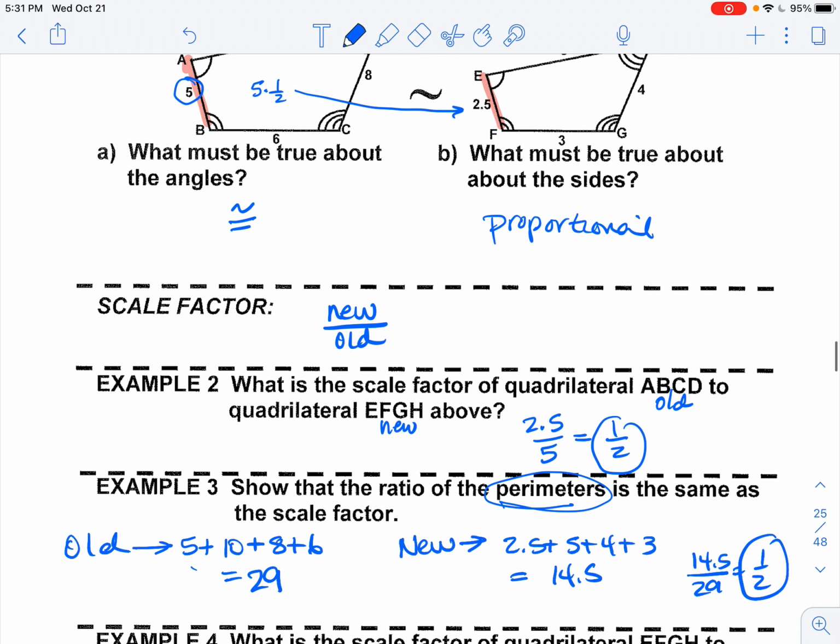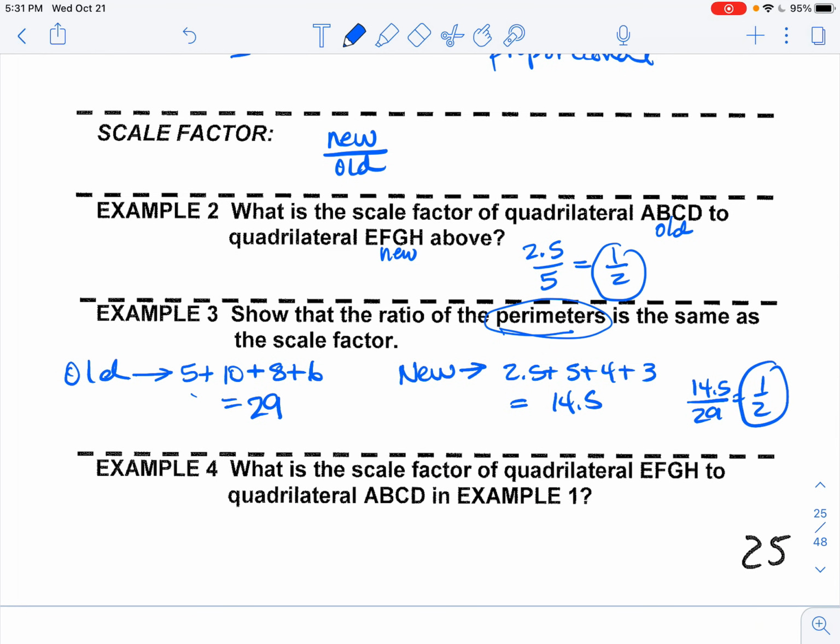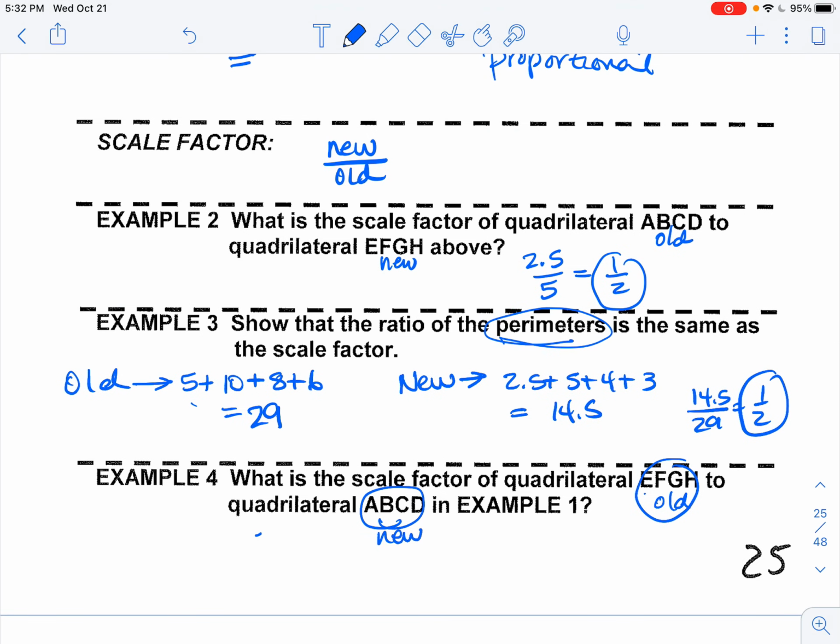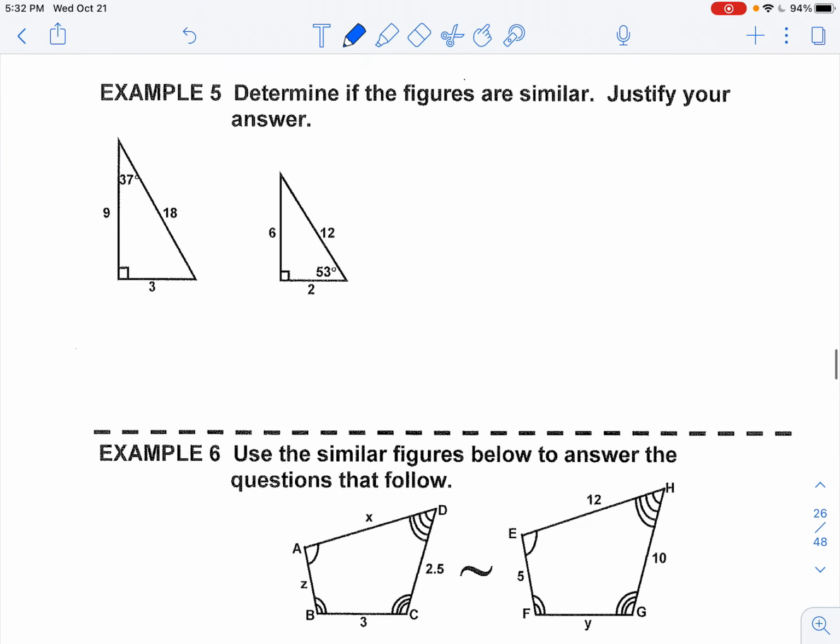Now, what is the scale factor of quadrilateral EFGH to ABCD? So now this guy is the old and this guy is the new. And so we want to put the new on top of the old. So the new would be the bigger figure over the old. And so 5 over 2.5 would equal 2. It's just the reciprocal of the problem that we worked in example 2.